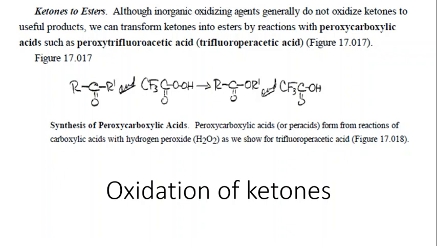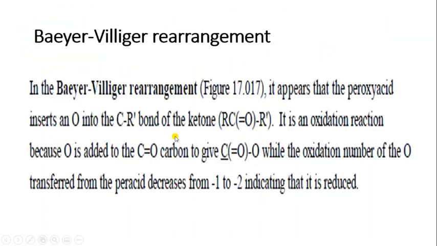How is this possible? You can see this. Now the specific reaction for this is the Baeyer-Villiger oxidation. Using this Baeyer-Villiger oxidation, you can bring about the oxidation of the ketone as well. There's an insertion of oxygen between the carbonyl carbon and the alkyl group. So you can understand this by seeing the mechanism of this reaction.